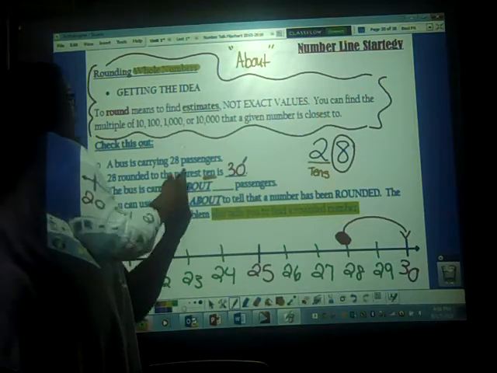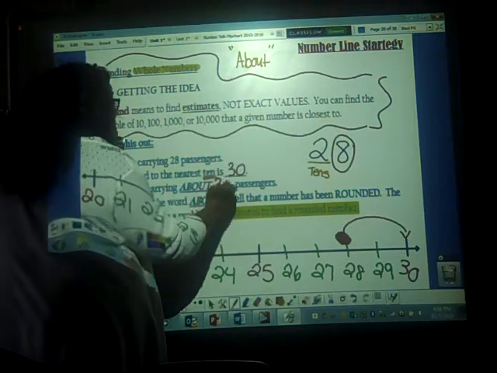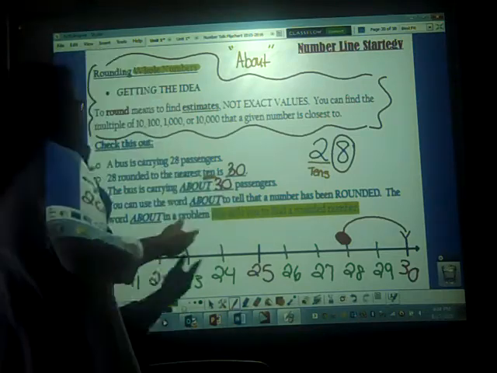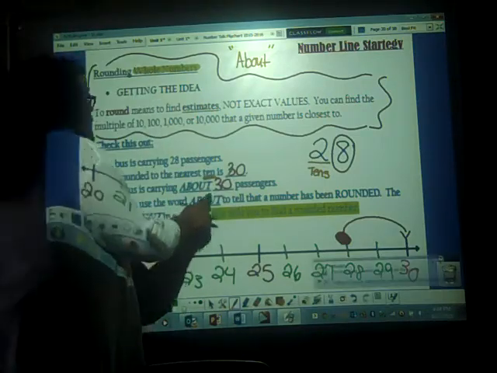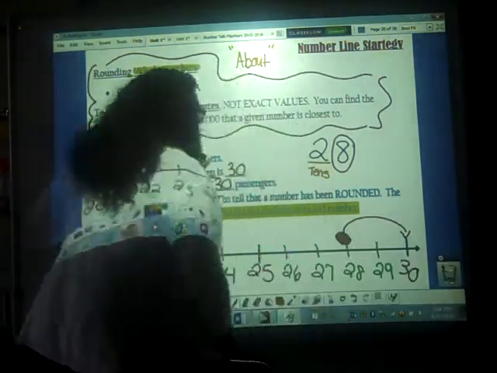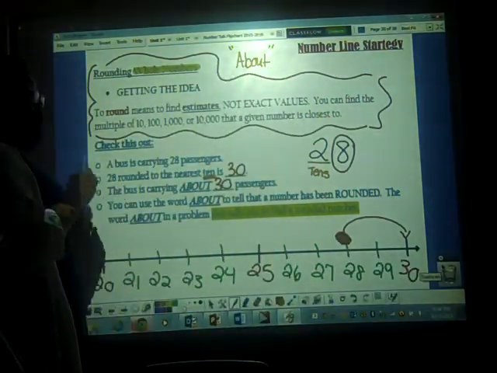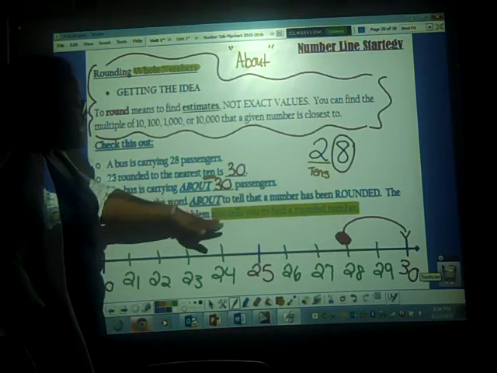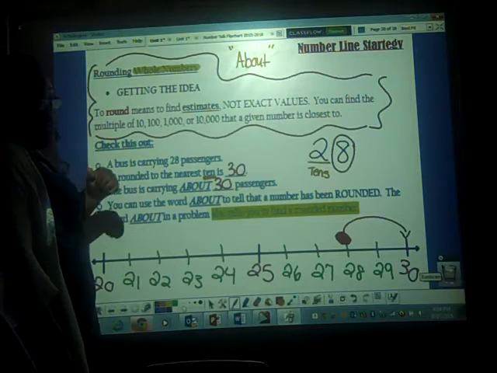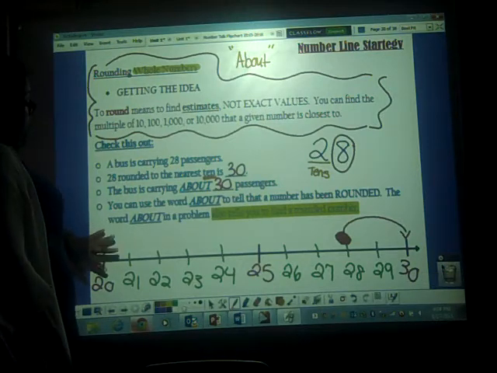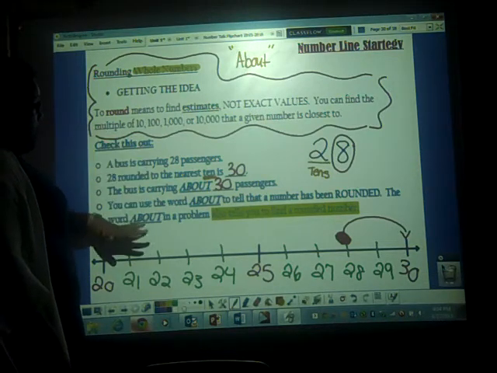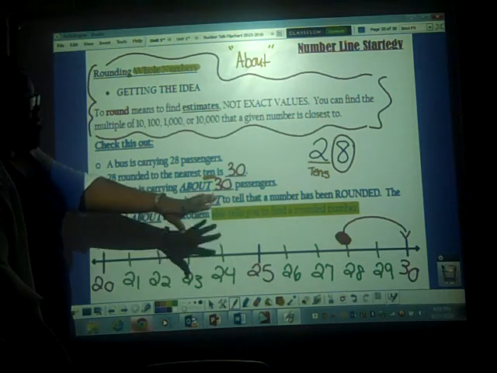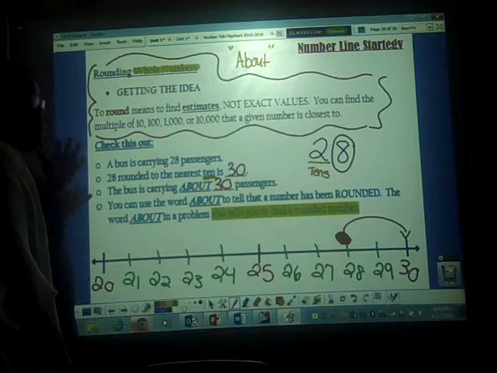So the bus is carrying about, that means it's an estimate, because we rounded it, it's carrying about 30 people. So you can use the word about to tell that a number has been rounded. The word about in a problem also tells you to find a rounded number, okay? So pause the video if you need to, copy down the rest of this, or you can also copy down just the number line and the things that I have placed on the number line, okay? And we can move on.